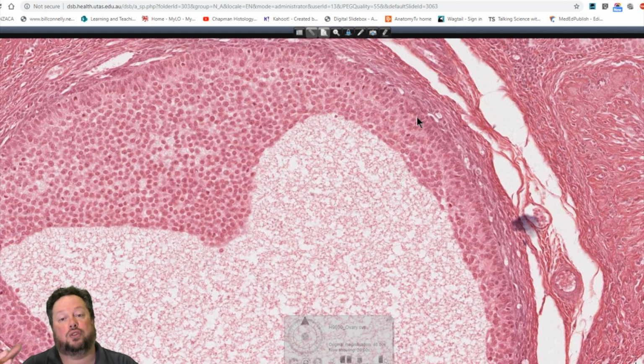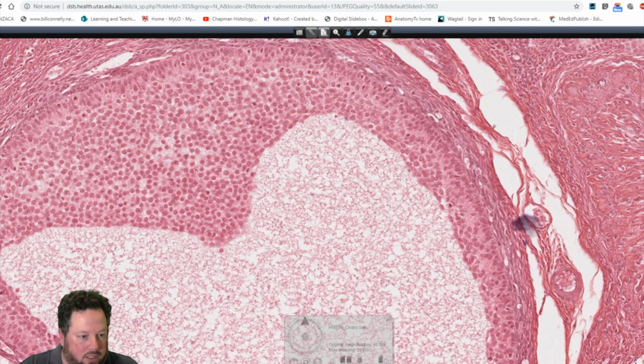The theca interna cells transform into the theca lutein cells, and they both begin to secrete progesterone, which begins to increase in levels as this ovulated follicle transforms into a corpus luteum. The thecal cells still play that role of producing an androgen, which is then converted into estrogen, but they also both produce progesterone. So we see an increase in both progesterone and estrogen after the formation of the corpus luteum.